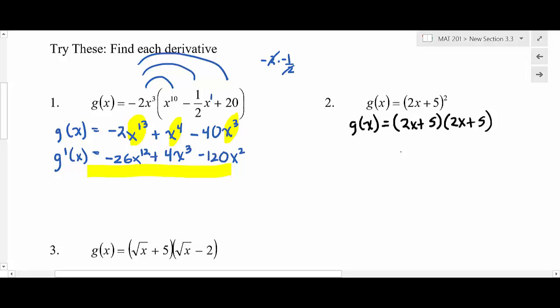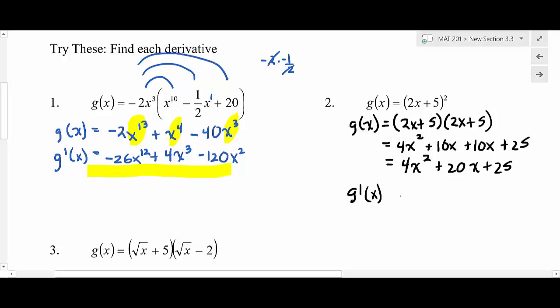So you'd have 2x times 2x. It's 4x to the 2nd. Do your outside term, so that's going to be plus 10x, do your inside term, which is 10x, and then 5 times 5, 25. Now, you don't have to do it that way. You can do this in your head if you want to. So that's 4x squared plus 20x plus 25. So you've multiplied it out, and now you're ready to get the answer to the derivative, okay?